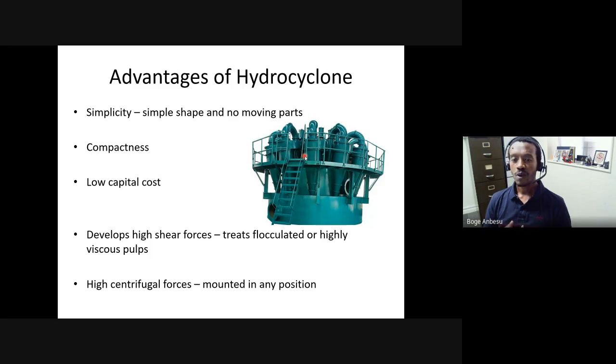And because you have very high pressure inside the cyclone, you can actually mount them in any direction. If you want to incline them, you can erect them horizontally, you can have them even upside down. Okay, so the underflow can be up and the overflow can be at the bottom, because of the high pressure inside them. They could be operated in any position. And of course, sometimes we have a thick pulp coming in, and even that can be classified because there is a very high shear force inside the cyclone.